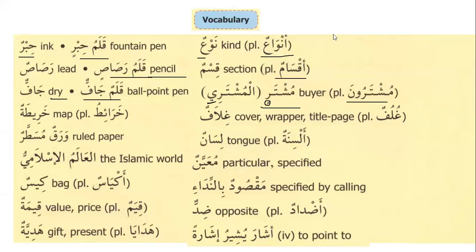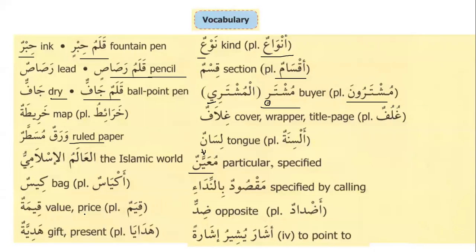All right, then we have kharitatun, khara'itu, on the pattern of mafa'ilu, which we've just discussed. Ghilafun, cover, and then ghulufun is the plural. Waraqun musattarun, ruled paper or paper with lines on it. Lisanun, alsinatun. Al-alamul islamiyu, the Islamic world. Then we have mu'ayyanun, particular or specified. Mu'ayyanun is also on the pattern of ism al-maf'ul, because we have dhamma in the beginning, and then the second last root letter has kasra. Ayyana yu'ayyinu, that's right. Kisun, and then the plural is aqiyasun.